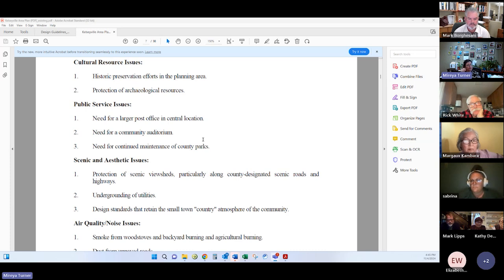Need for a community auditorium. Can we add a pool on here somewhere? Does LAPAC all vote to add need for a community pool? Yes. All right. But the community auditorium would serve a lot of good purposes, not just for entertainment and whatnot, but it could also be that cooling center or warming center that you need for people to escape if they have no heating.